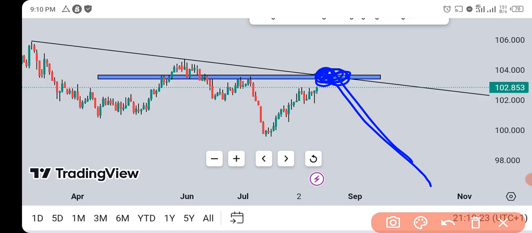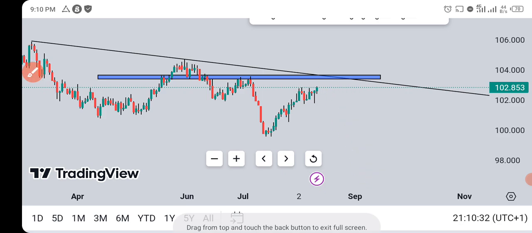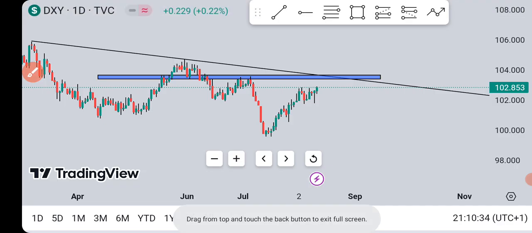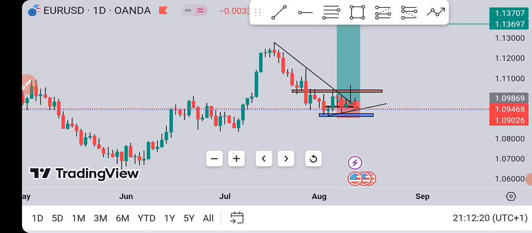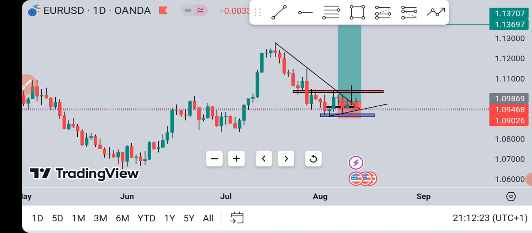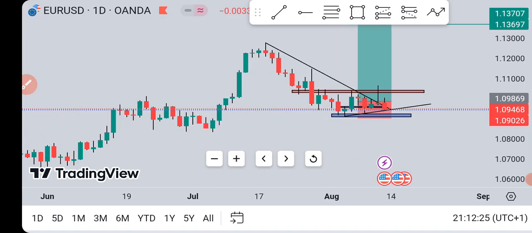Now, manipulation can come in whereby the market will just spike up, but it's coming down. And Euro USD is moving up. Okay, let me show you my trade on Euro USD. So guys, this is my trade on Euro USD. And I also have a trade on GBP USD, but I won't be analyzing the pair for you guys.